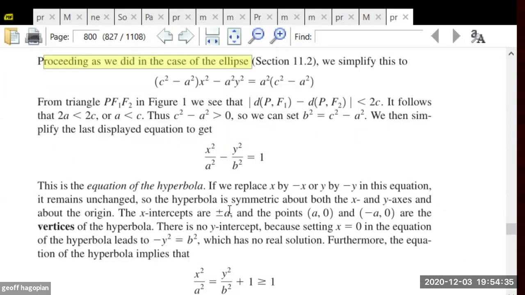All right, that might be a good exercise for you. And then we get down to this, where b squared is equal to c squared minus a squared. So that's a different b squared, right? For the ellipse, we had b squared was a squared minus c squared. And here now that's the reverse of that. The reverse of that difference, right?